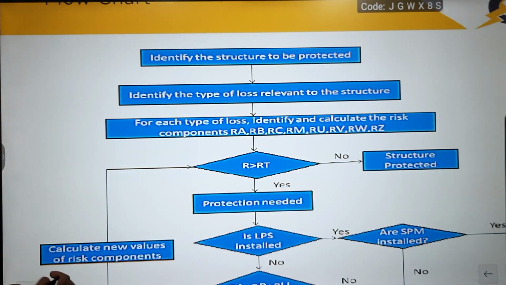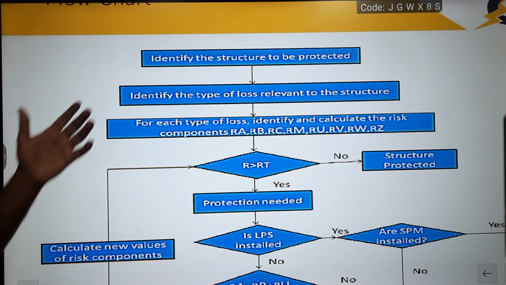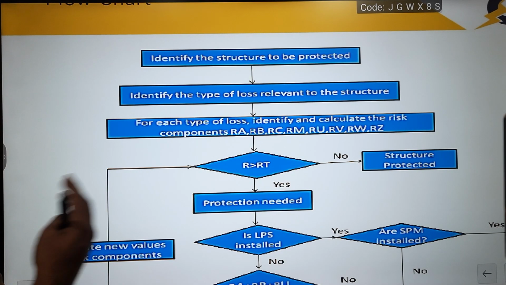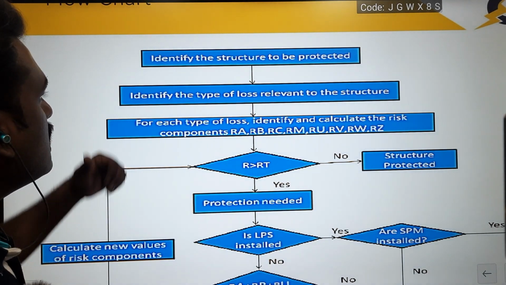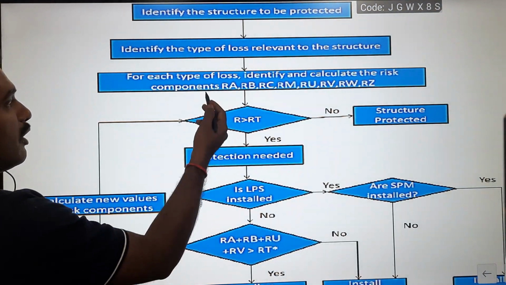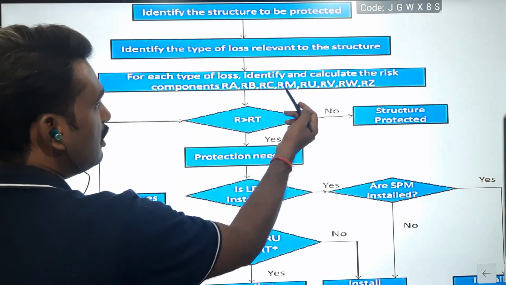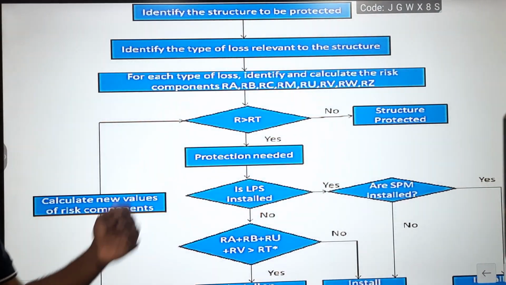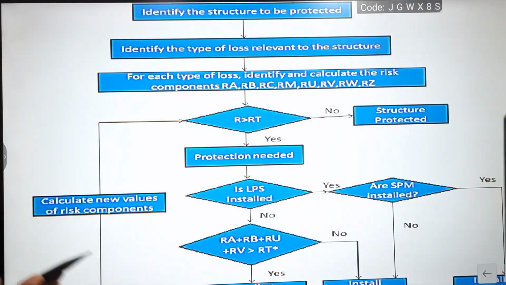So first, we have to identify the structure to be protected. So we have to collect all the records. In this calculation we have considered so many parameters. We have to identify the values of each and every parameter, and based on the values collected, we have to find the value of RA, RB, RC, RM, RU, RV, RW, and RZ. The summation of all these components will give the corresponding risk R1, R2, R3.